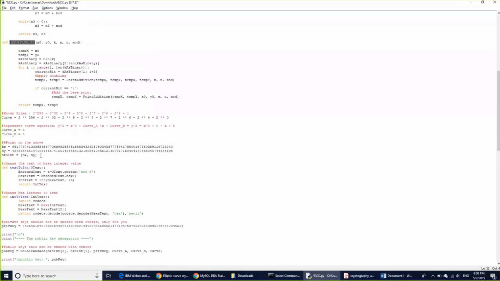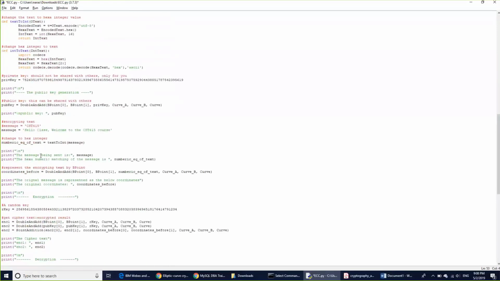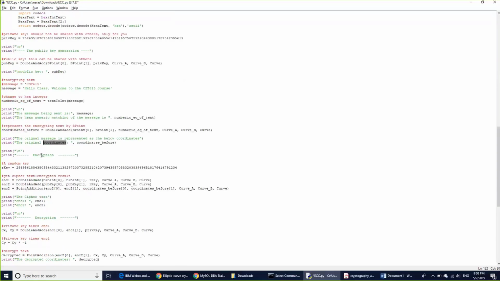So, where were we here? Okay, we're up to here. Yeah, it uses this calculate double and add calculation to generate the initial coordinates on the curve, and these are the points. It prints the initial coordinates, and here it starts the encryption process. So here, this is a random number. This is used in the encryption and decryption process.